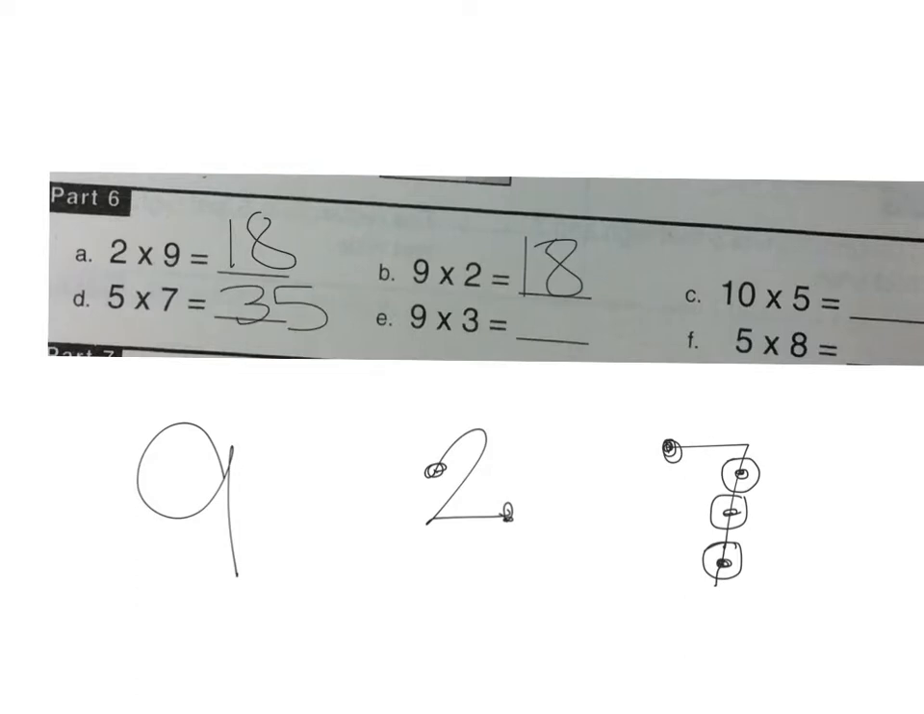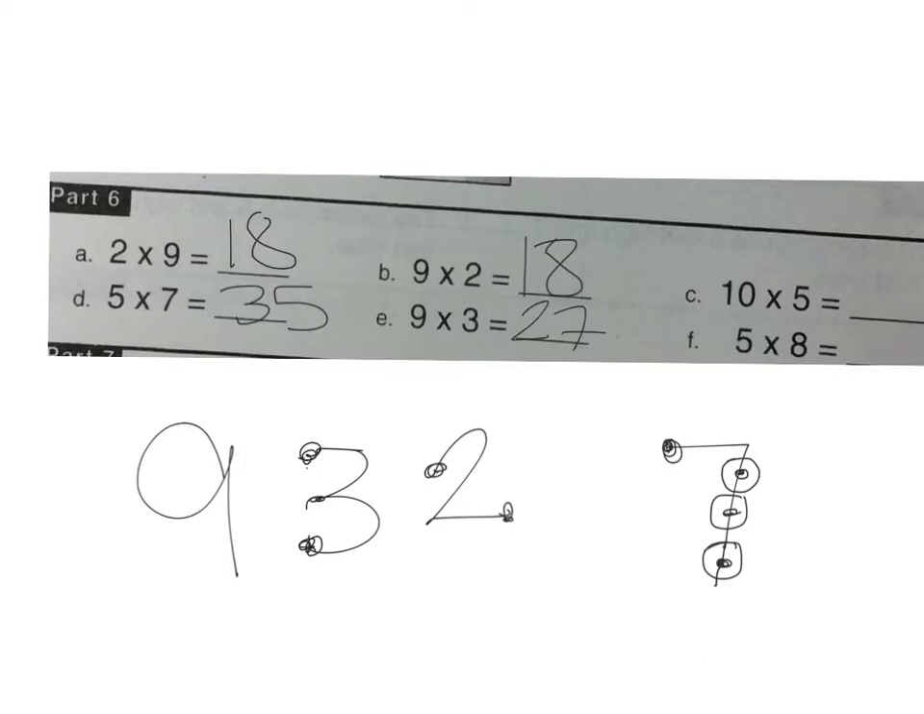Okay, and this one, I can either count by 9s 3 times, or I can count by 3s 9 times. So let's count by 9s 3 times. So on your touch math, got our dots here. We've got 9, 18, 27.